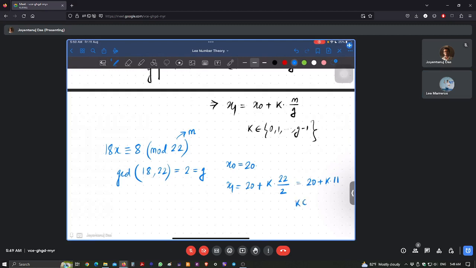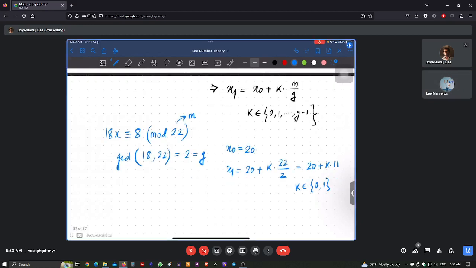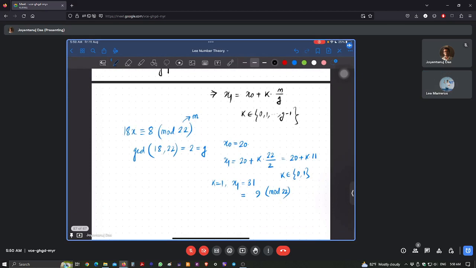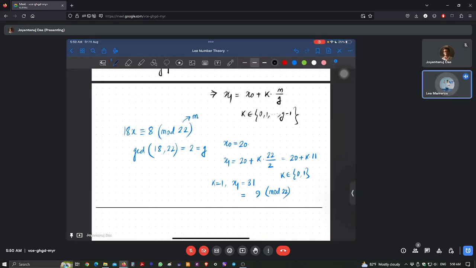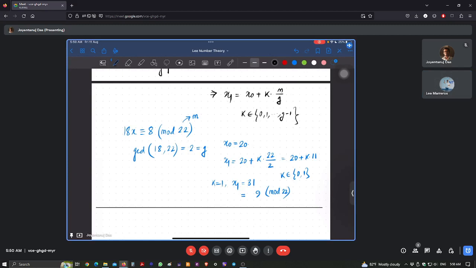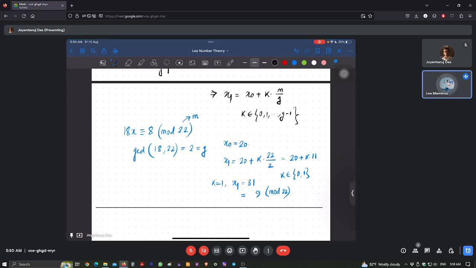And k must belong to 0 and 1 only. 0 gives 20 itself, so the next solution is with k equals 1. Then x1 equals 20 plus 11, which is 31. But 31 in modulo 22 is 9. So that is the second solution. This is how we solve it. k equals 0 gives back the original solution, the 20 that we already have.